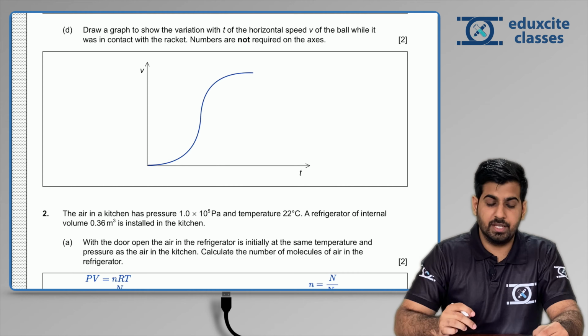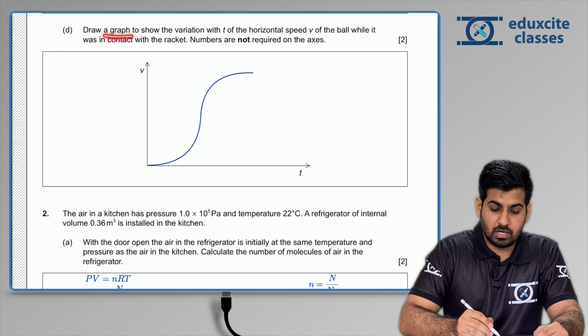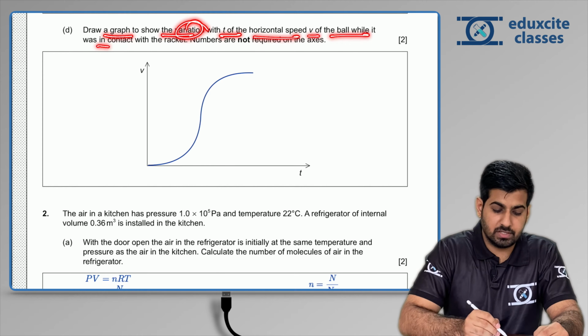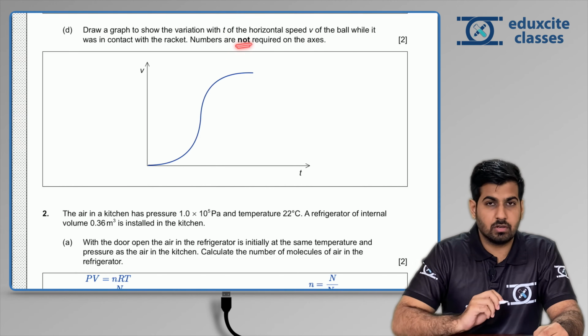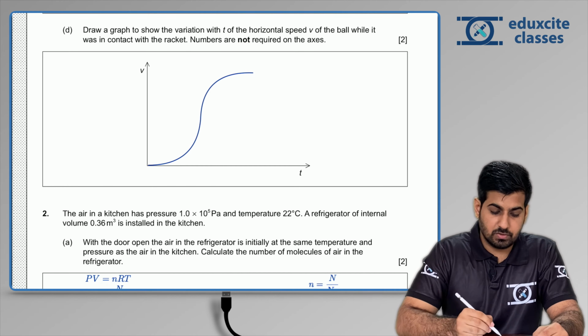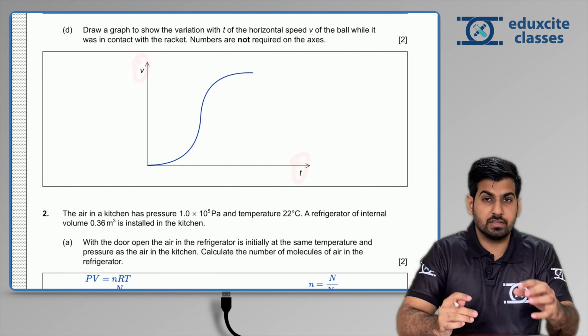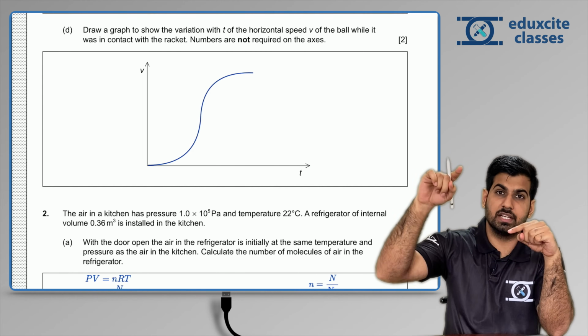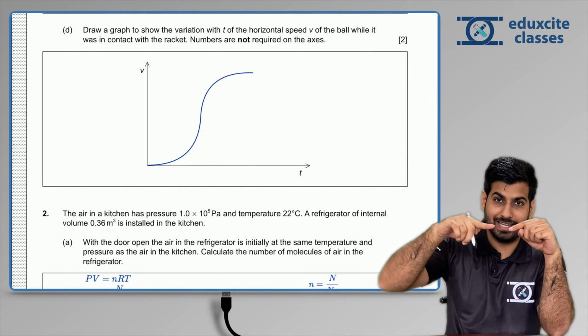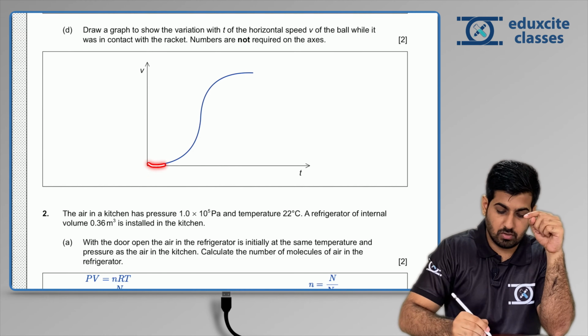Now the D part. Draw a graph to show the variation with t of the horizontal speed v of the ball while it was in contact with the racket. Here numbers are not required, it is mentioned. So, a velocity versus time graph. When the ball is in contact with the racket, initially the acceleration will increase when it is hit. So with increasing acceleration, we have a concave shape.